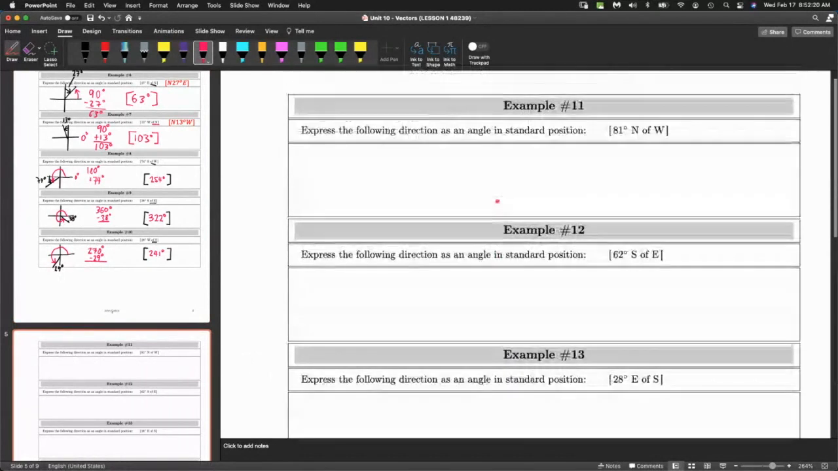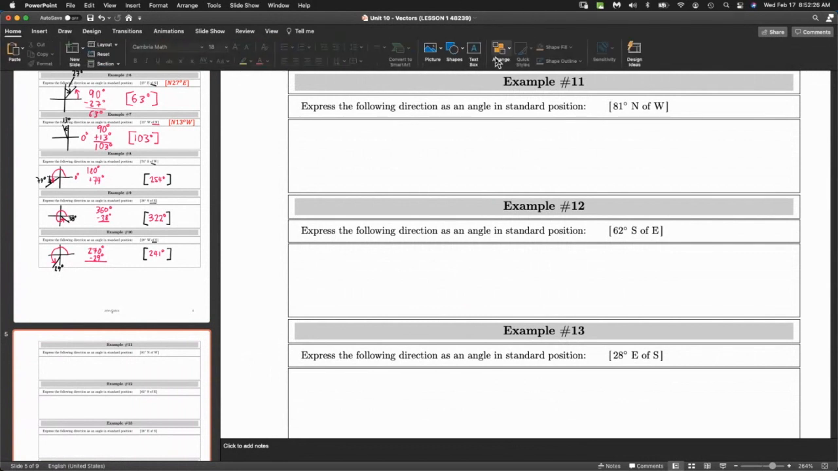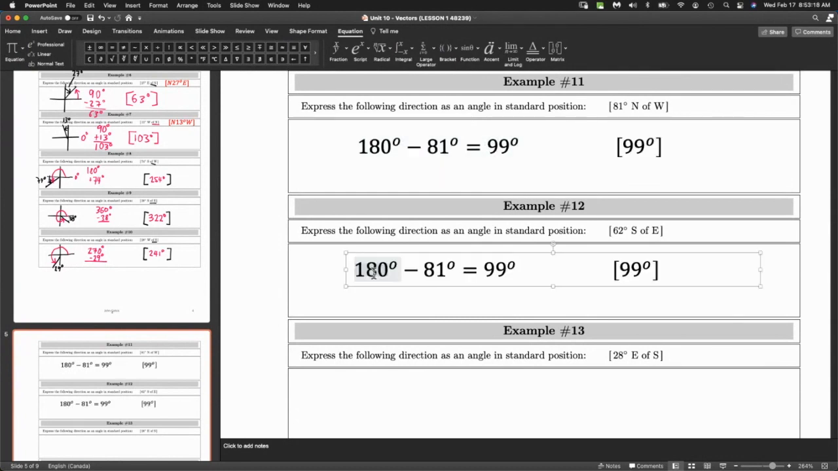Okay, here's a few more. These ones I'm not going to accompany with a diagram. I'm just going to do the math. Okay, thank you, Anthony. So this next one here, the calculation is going to be 180 minus 81, which is 99 degrees.